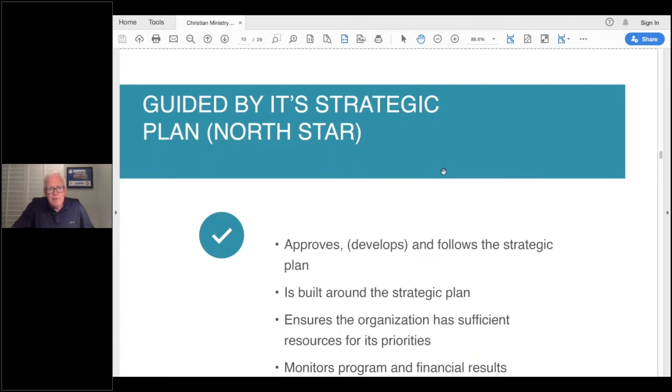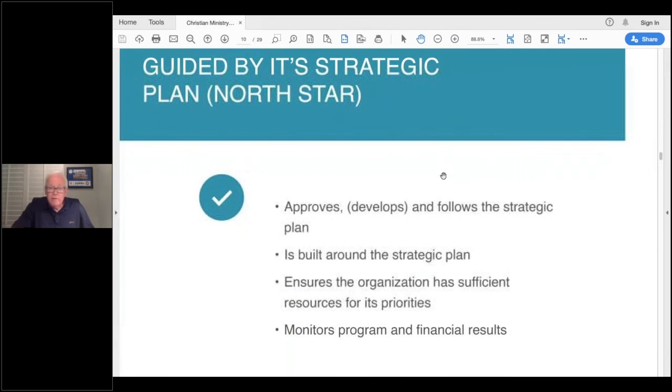Guided by their strategic plan, they will approve, usually develop the strategic plan, and then the board is built around the strategic plan. I was on one board and we reported to represent a whole county, but really 17 board members only came from 3 different towns. So we saw that as a weakness, and we had to make a change there, and we did, and it helped strengthen our organization. Built around the strategic plan.